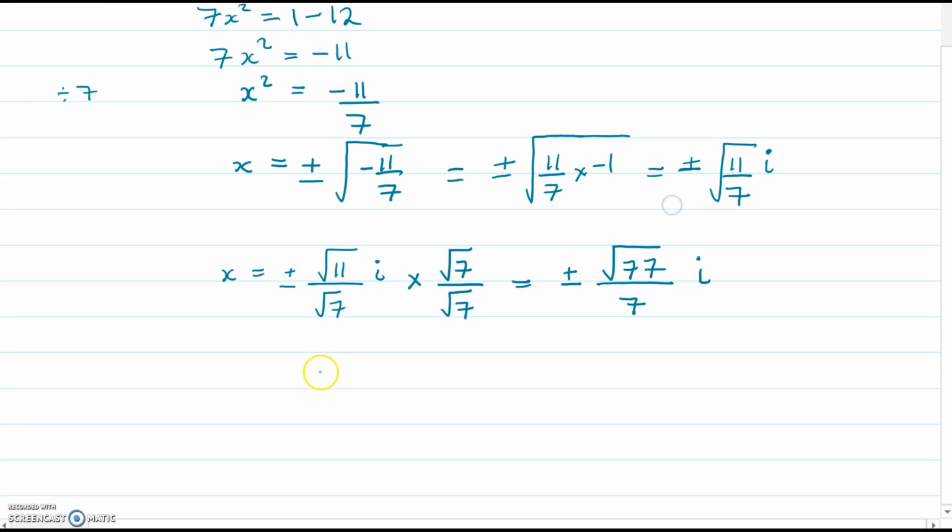So our final answer: x is equal to plus or minus the square root of 77 over 7 times i. And please don't try to cancel the 7 with the root 77. You can't cancel numbers inside and outside square root signs, so please don't try to do that. Okay, there you go.